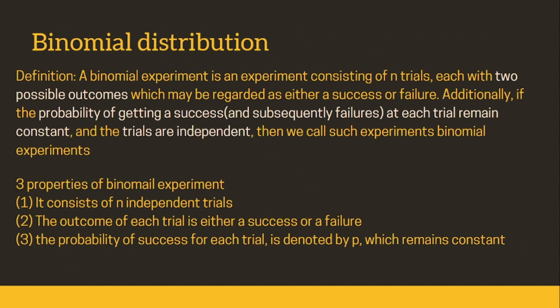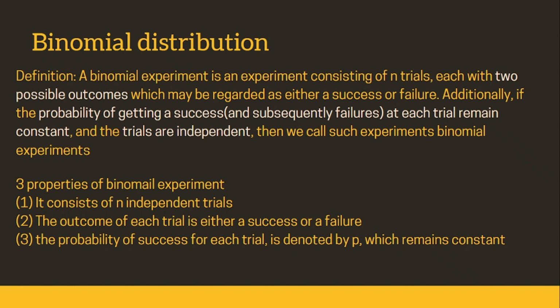So then the next part, which is what you see for a lot of your questions, is binomial distribution. By definition, a binomial experiment is an experiment consisting of n trials, each with two possible outcomes which may be regarded as either a success or a failure. Additionally, the probability of getting a success and subsequently failure at each trial remains constant, and the trials are independent. Then we call such experiments binomial experiments. And so, questions may ask you what are the properties that make you sure that what you are testing is a binomial experiment.